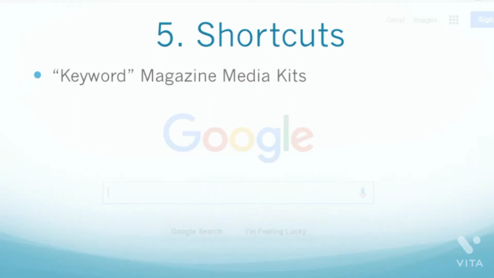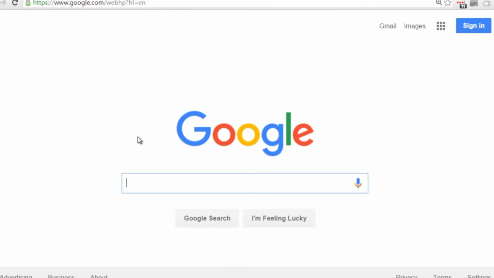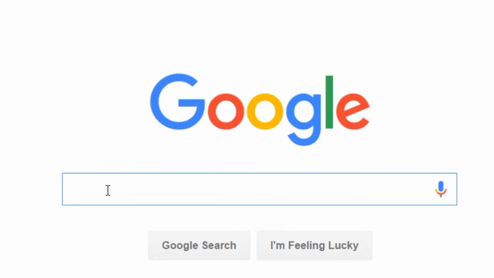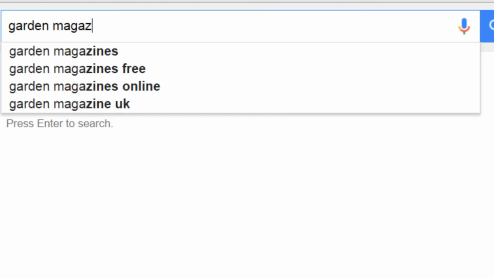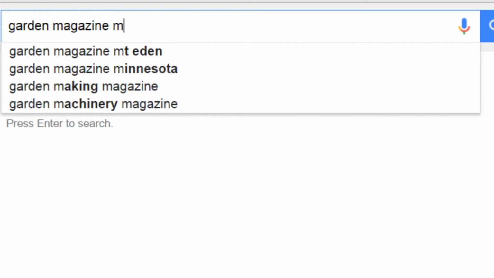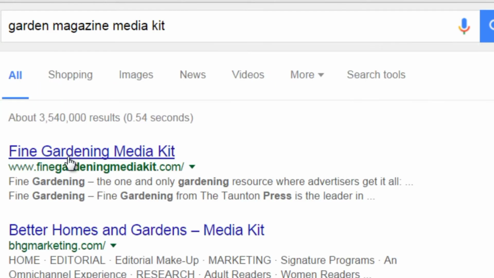So finding a media kit is fairly easy to do. All you have to do is go to google.com and you want to type in the niche. So in this case, it is garden. And after that, you type in the word magazine, and then you type in media kit. Now, obviously, like I said earlier in the previous video, you want to make sure that you visit the site and make sure that the magazine fits your products and services, because if it doesn't, then you might be getting the wrong data. Okay, so we can see find garden media kits.